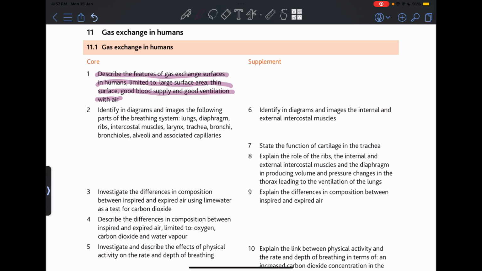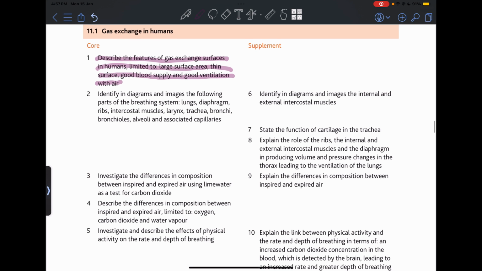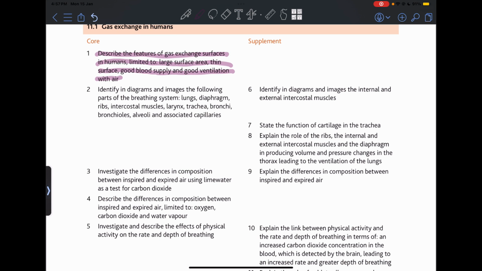So if you want to have the optimum conditions for gas exchange in your body, you need a large surface area so that large amounts of gas can be exchanged, a thin surface so that you have a lower diffusion distance, good blood supply to provide oxygen, and good ventilation to actually let out the carbon dioxide.